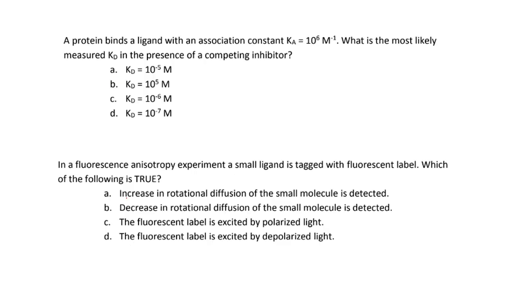The protein binds the ligand with an association constant of 10 to the power 6 molar inverse. What is most likely to be the KD in the presence of a competing inhibitor? So the KD has to be in molar, with a negative exponent, so it reduces. In presence of a competing inhibitor, it will just increase a bit. Okay, so it becomes 10 to the power minus 5 molar.